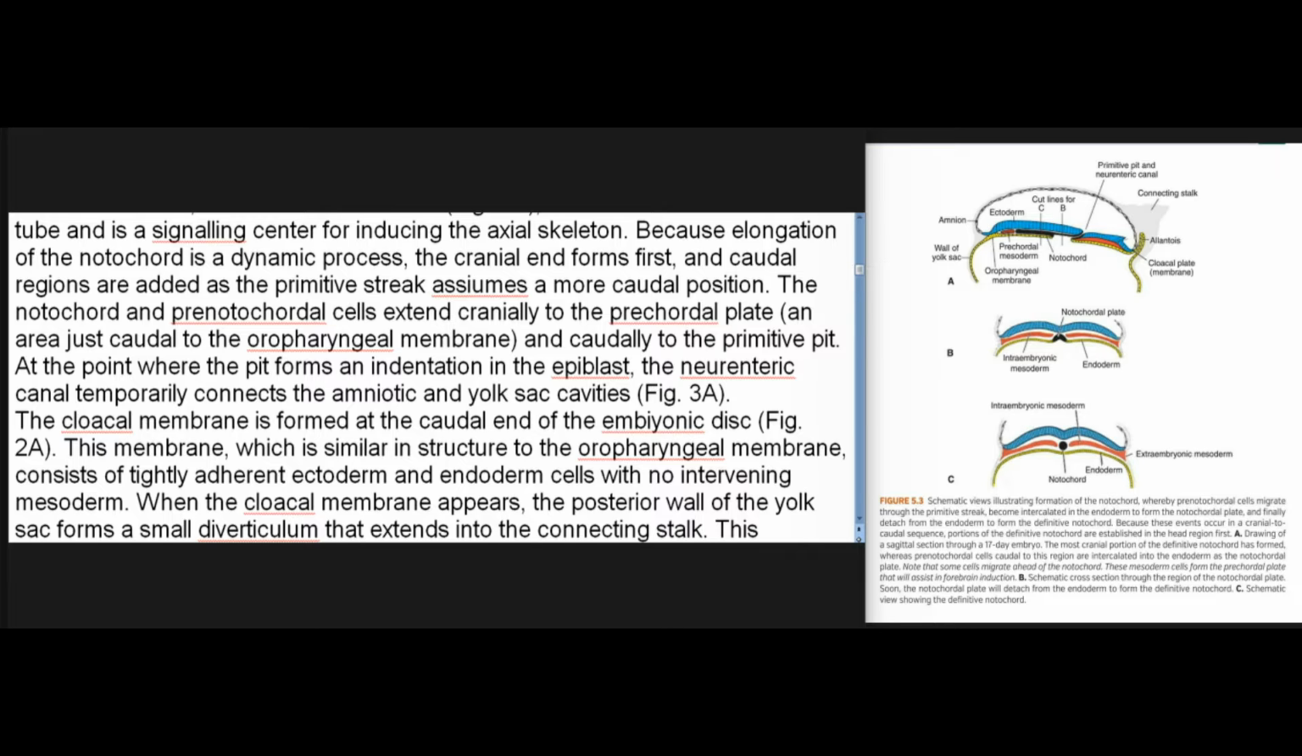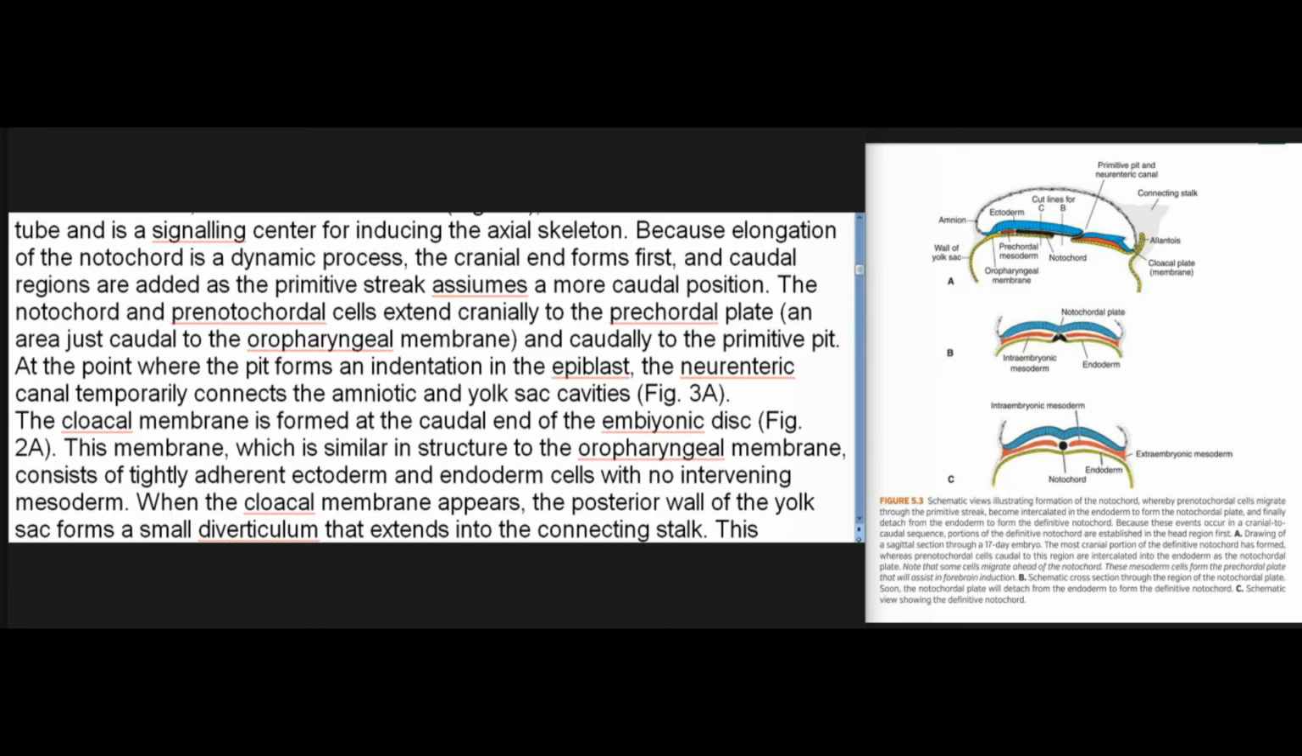Because elongation of the notochord is a dynamic process, the cranial end forms first, and caudal regions are added as the primitive streak assumes a more caudal position. The notochord and prenotochordal cells extend cranially to the precordial plate, an area just caudal to the oropharyngeal membrane, and caudally to the primitive pit. At the point where the pit forms an indentation in the epiblast, the neuroenteric canal temporarily connects the amniotic and yolk sac cavities, Fig. 3a.